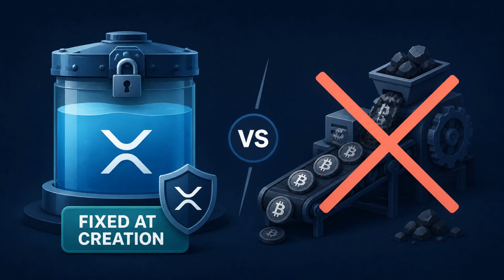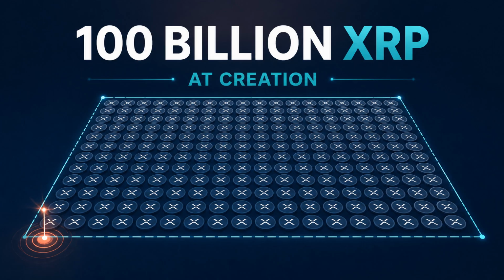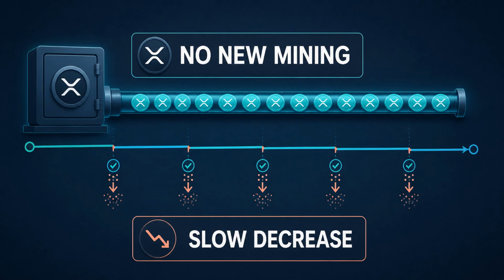XRP supply also differs from mining-based assets. 100 billion XRP existed when the ledger was created. No additional XRP is mined into existence, and the amount slowly decreases as transaction fees are destroyed.